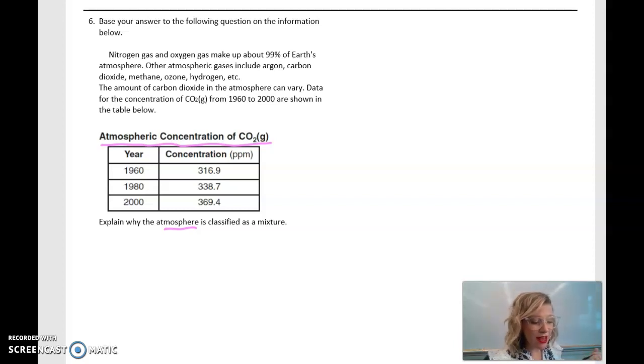Nitrogen and oxygen gas make up about 99% of our atmosphere. Other gases include argon, carbon dioxide, methane, ozone, hydrogen, etc. The amount of carbon dioxide can vary. Data from the concentration is given here. There's not too much information here without a general understanding of mixtures and why something is classified as a mixture. But I want to think back to compounds versus mixtures here.